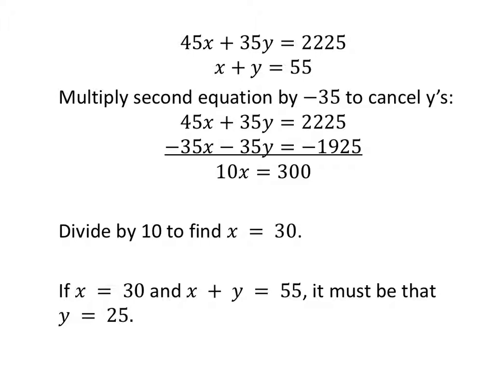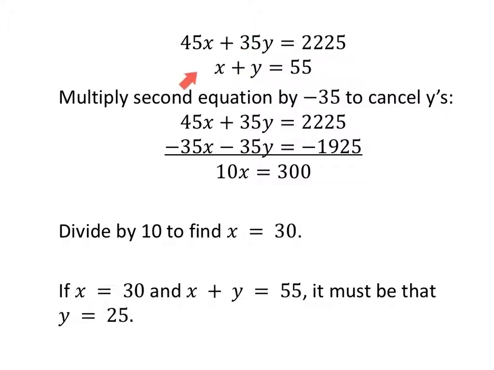Given my two equations, 45x plus 35y equals 2225, and x plus y equals 55, I want to multiply to get the coefficients of either x or y the same, but opposite in sign. And I'm going to choose to make the smaller one, right, 45 compared to 35. 35 is smaller. I'm going to make the smaller coefficients match.